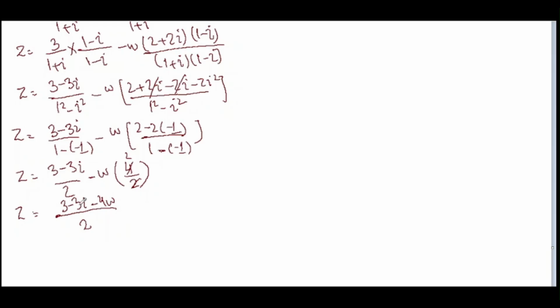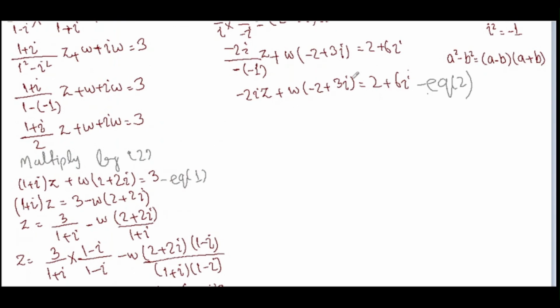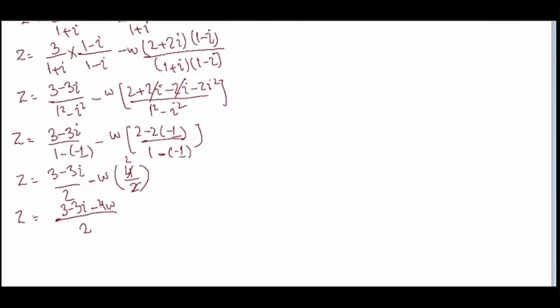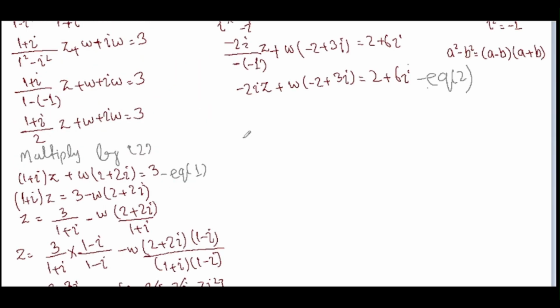Now we are going to use this value of z in which equation? Let's see. In this equation to find the value of w. So the value of z is (3 - 3i - 4w) whole divided by 2. So here we get minus 2 iota into z, which is (3 - 3i - 4w) divided by 2, plus w into (-2 + 3i) equals 2 plus 6 iota.